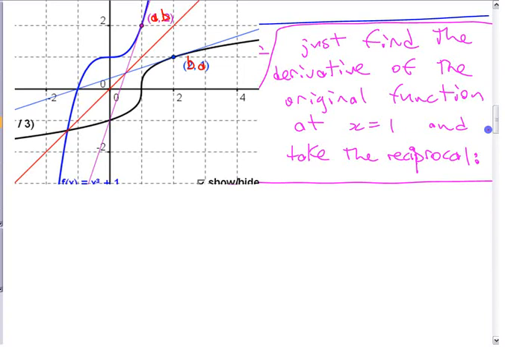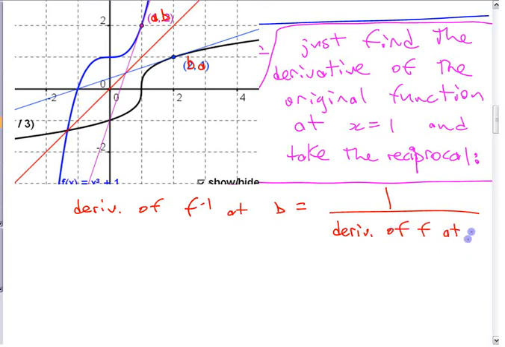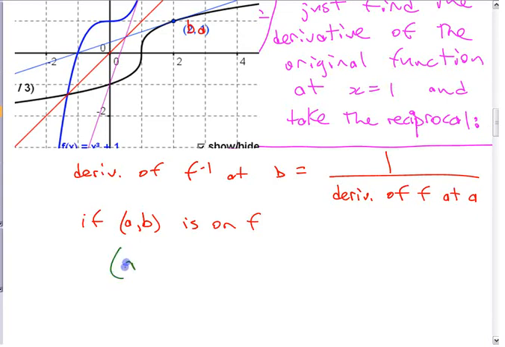The derivative of f inverse at b equals 1 over the derivative of f at a, if (a, b) is on f, right? If the a and the b go together. In the textbook, they call it a and f of a. If you look at the definition, it calls the point a and f of a, but it's the same thing, because here it just says f of a instead of b. It says the derivative of f at f of a.